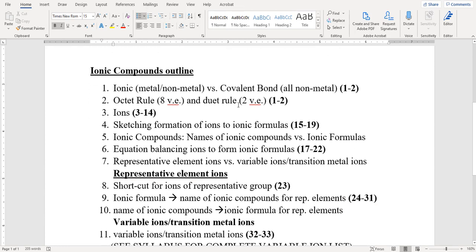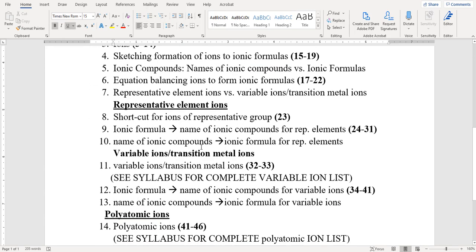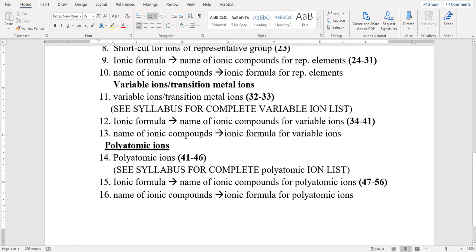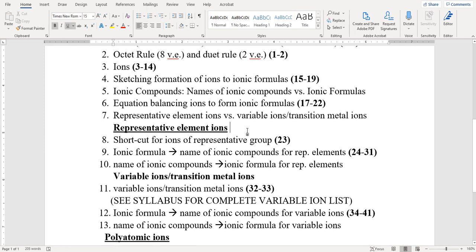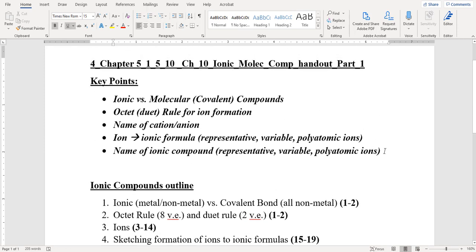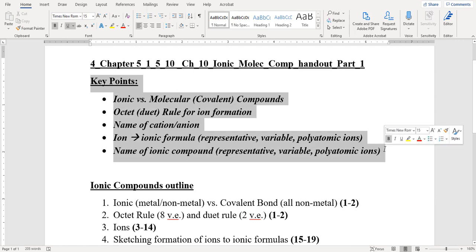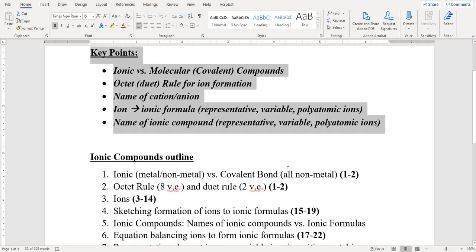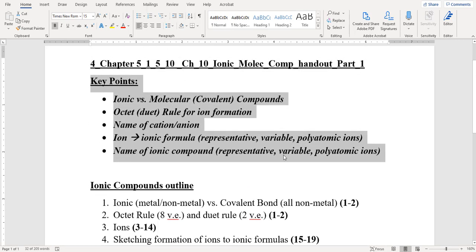Now on the first page we have an outline showing the topic based on slides. However, as I go through the commentary, I'm actually going to focus on the key points and try to give you the big picture and practice the big picture. And then occasionally I'll make reference to the different slides.